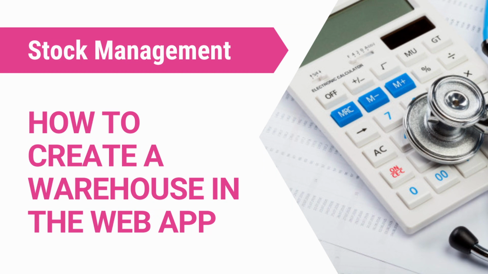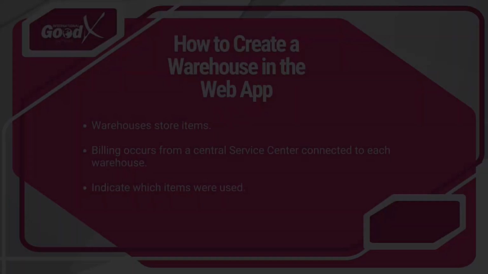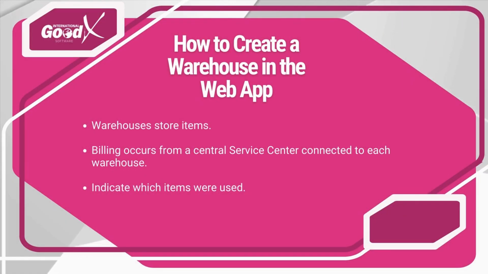The goal of this video is to show you how to create a warehouse on the GoodX Web App. Warehouses store items either in a single large space or in segmented areas such as a pharmacy or bulk storage rooms. Billing occurs from a central service center connected to each warehouse, monitoring the movement of items within the warehouse. Multiple service centers can be linked to a single warehouse, but not vice versa.